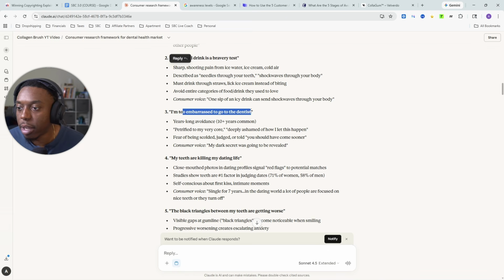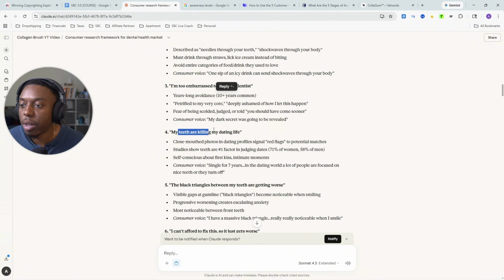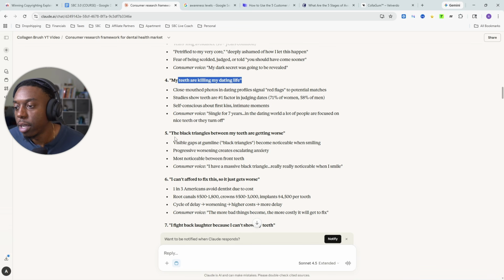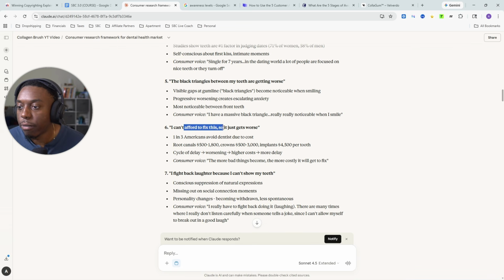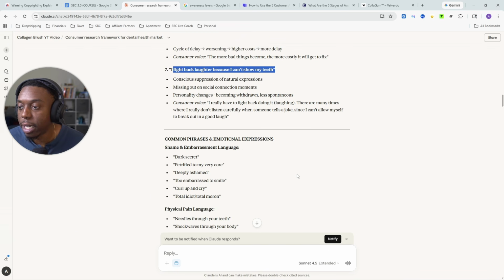I'm too embarrassed to go to the dentist. Yep. So they avoided the dentist for 10 plus years. My teeth are killing my dating life. The black triangles between my teeth are getting worse. I can't afford to fix this. That's going to be a big one. I fight back laughter because I can't show my teeth, right?